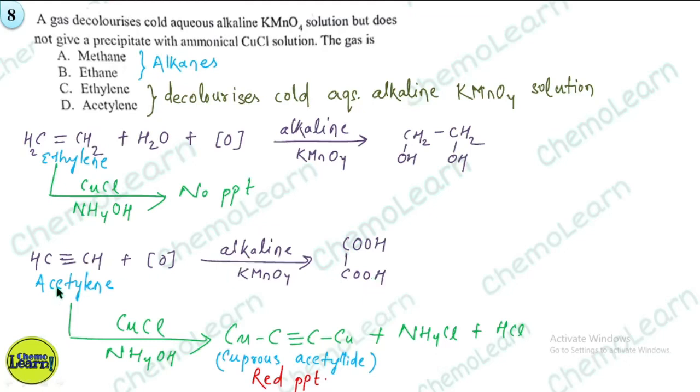But upon treating with CuCl and NH4OH, ethylene cannot form any precipitate. Upon treating acetylene with CuCl and NH4OH, it forms a red color precipitate because it forms cuprous acetylide. So option D will be the right one. Sorry, the solution does not give a precipitate, that means option C will be the right one.